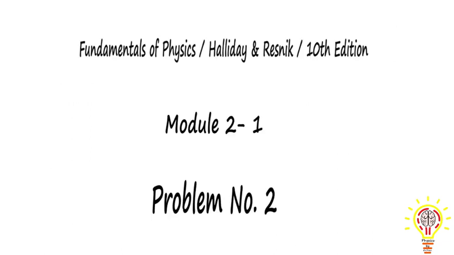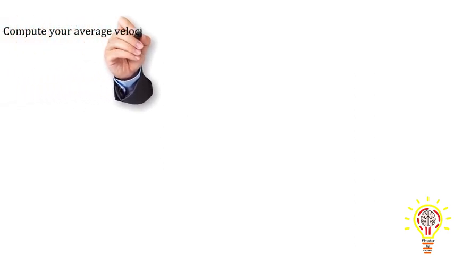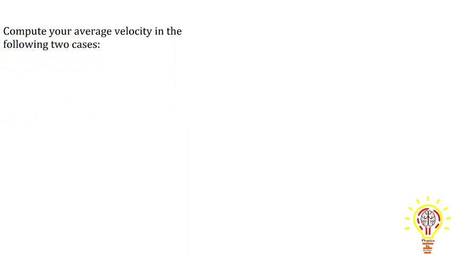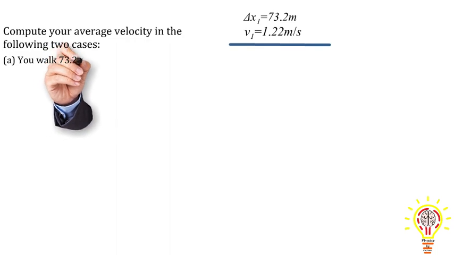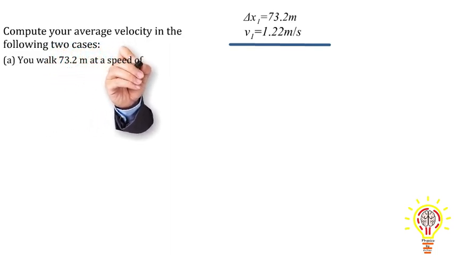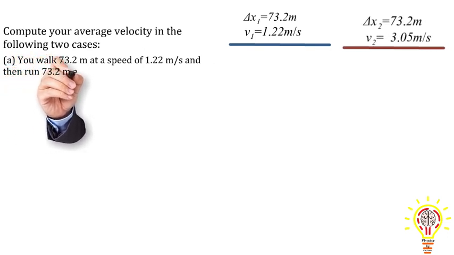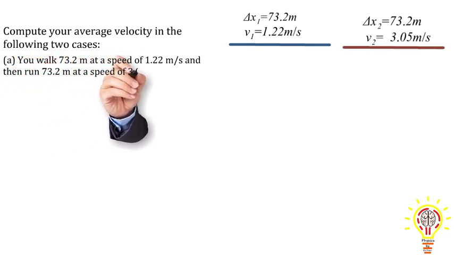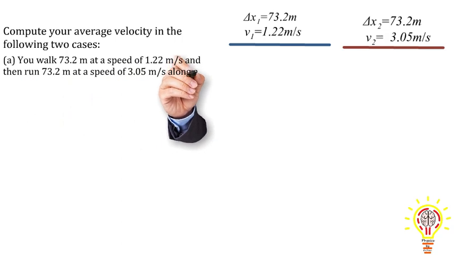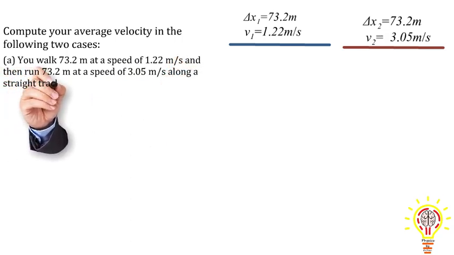Look at the problem number 2 in the Module 2 Part 1. Compute your average velocity in the following two cases. In the first case, you walk 73.2 meters at a speed of 1.22 meter per second and then run 73.2 meters at a speed of 3.05 meter per second along a straight track, covering the same distance at different speeds.